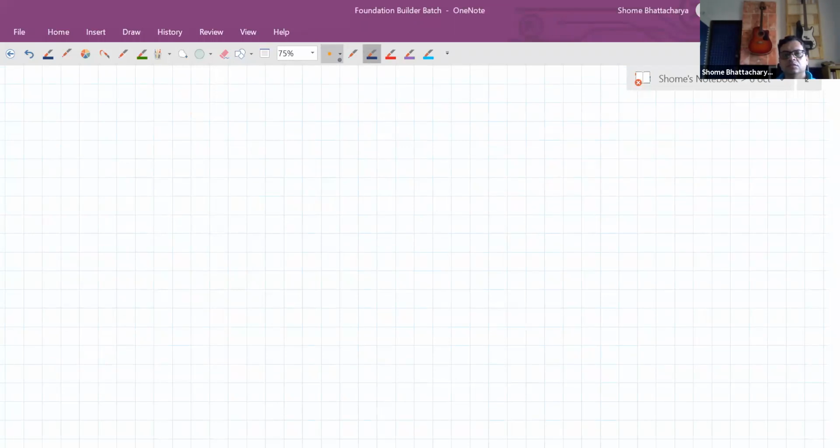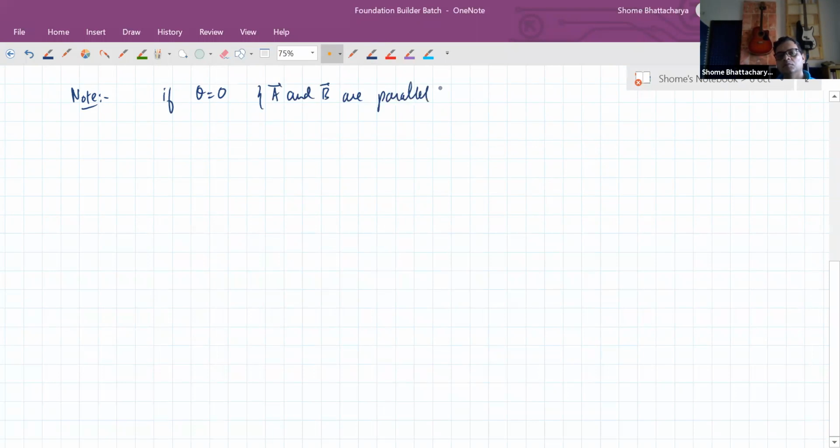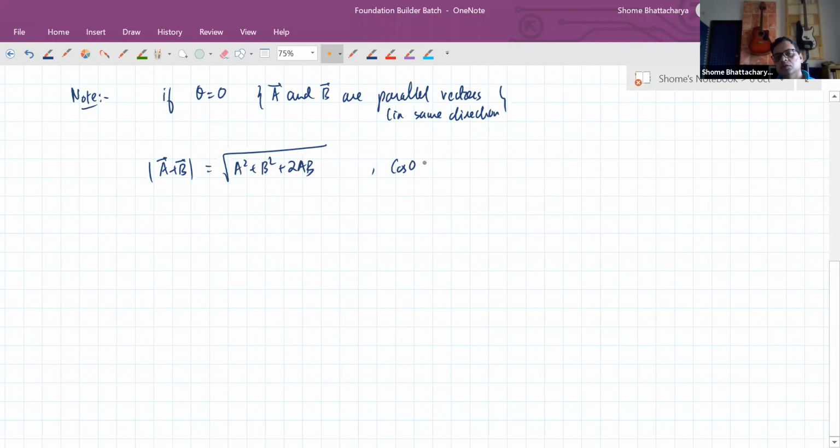So next up, we will see some special properties. First of all, we have to understand that if theta is equal to 0, that is, A and B are parallel vectors, or in the same direction, then in terms of formula, the magnitude of A plus B becomes root of A square plus B square plus 2AB, because we know that cos 0 is unity, so it becomes the square root of (A plus B) whole square, and therefore it just becomes A plus B. This is one important point: whenever we are dealing with two vectors which are in the same direction, the magnitude of the resultant is the sum of the magnitudes.